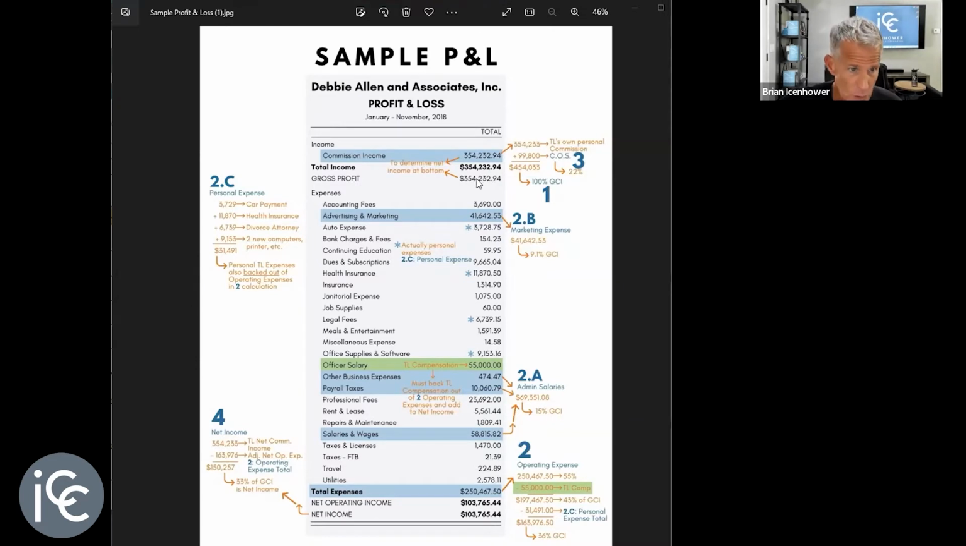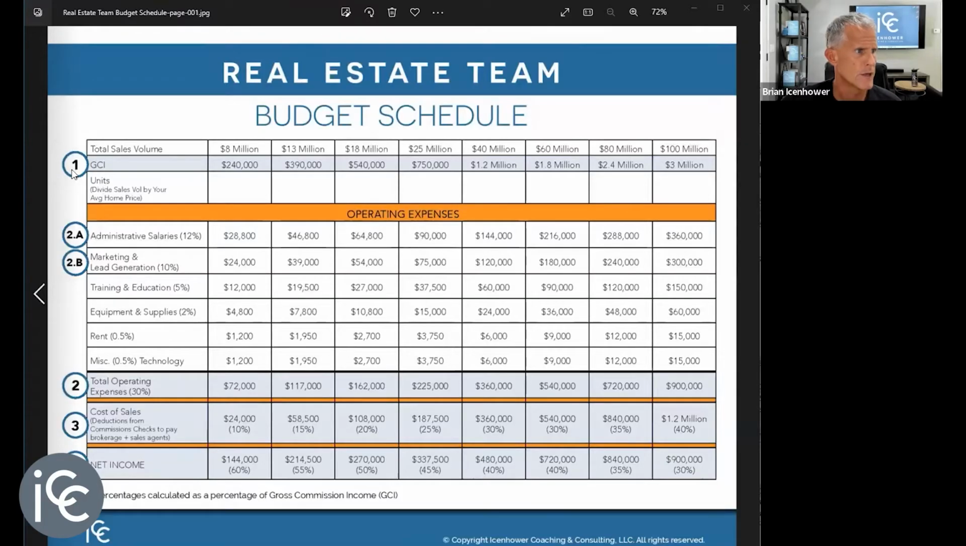And that's before we take out all these expenses. Okay? That's number one. Remember, that's your 100% GCI number. That's that number at the top on the budget. We take all of our percentages from that gross commission income at the top. You can see that number one GCI number here, right at the top.